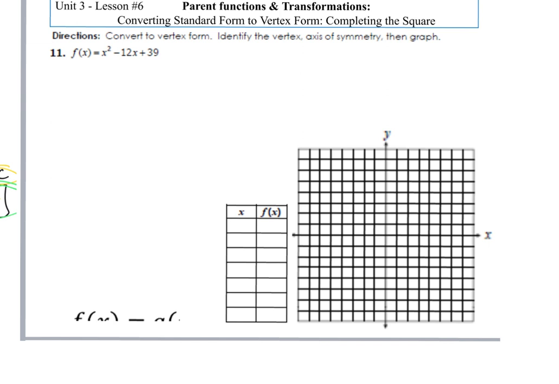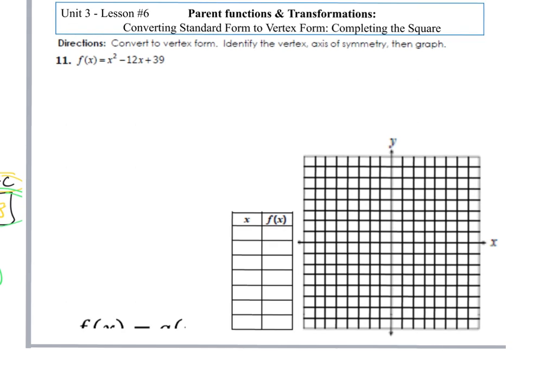Okay, looking at number 11, we're going to put all this together. We're going to convert this from standard form to vertex form and then graph it as well. So working through all of our steps, first we make a grouping of our first two terms. So we have x squared minus 12x in the parentheses. We're kicking out positive 39. Our a value is 1, so we are good to move on from here. Our b value is negative 12.